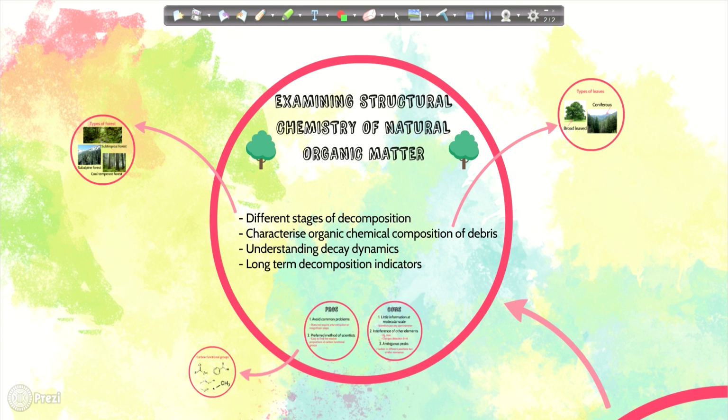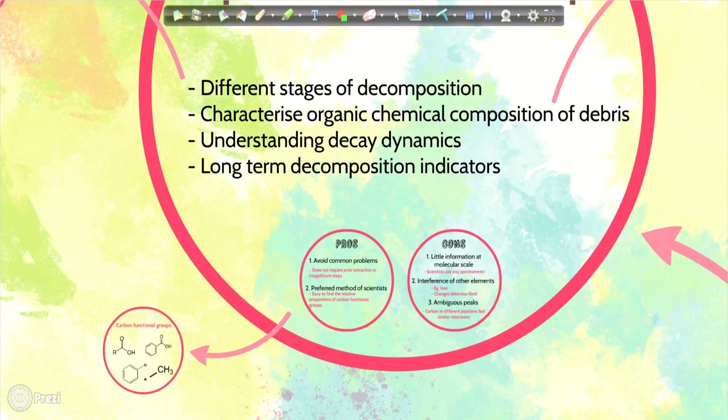With more detail, we can understand the decay dynamics of not only leaves but also leaf litter and soil organic matter. Moreover, 13C NMR spectroscopy is generally compatible with approximate analysis and has the potential to provide useful indicators of long-term decomposition of woody debris. Over the years, 13C NMR spectroscopy has become an important method in establishing the chemical composition of organic soil matter.